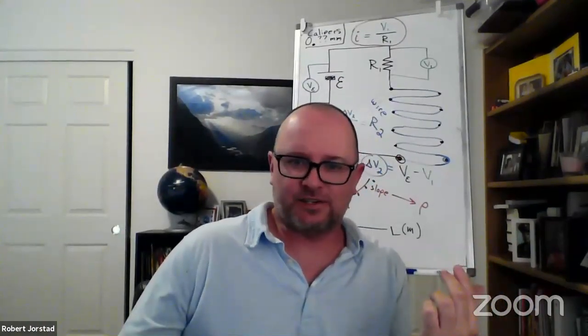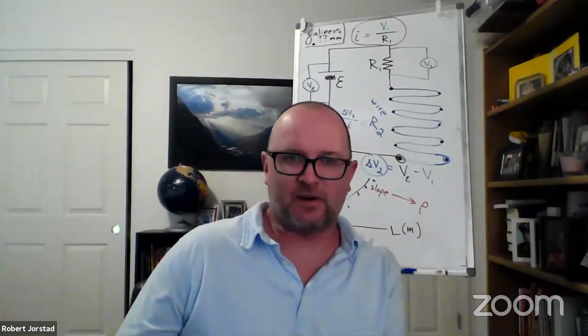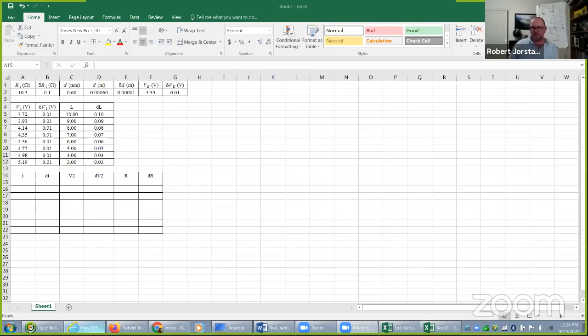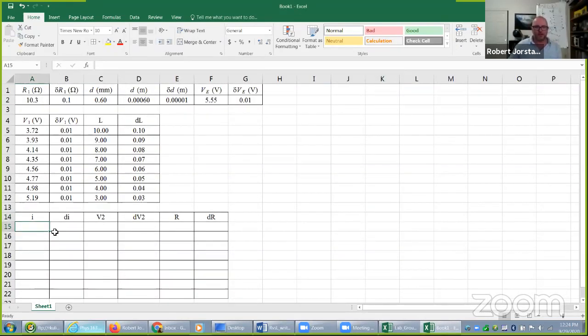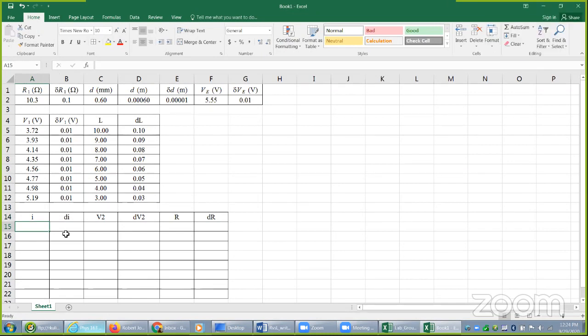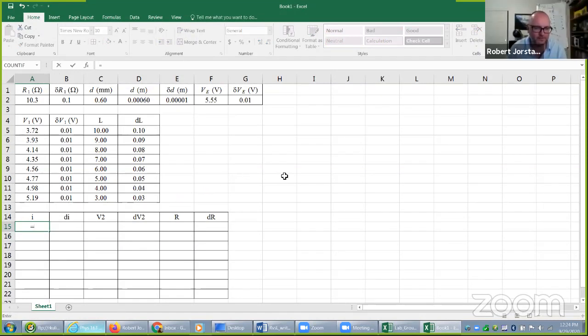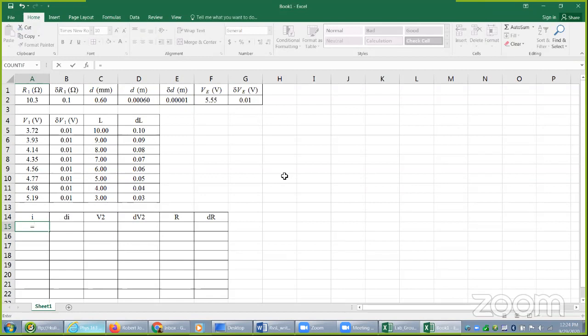So let's do a screen share of a spreadsheet. This is a fake spreadsheet I'm making up here, so these numbers don't mean anything, but here we have it. So go ahead, Min, since you're here, how would I get the current? Okay. To get the current, I can find the voltage across the resistor and divide it by the resistance of that resistor. So which cell should I click here? It's V1 divided by R1.